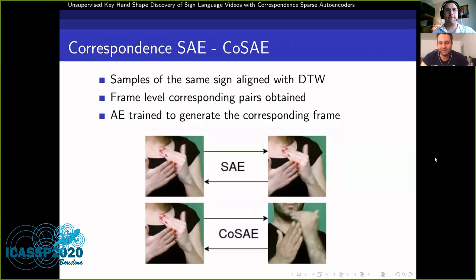The correspondence in the title of our study comes from the fact that we also decode frames that are assumed to correspond to the same key hand shape. This is obtained by aligning videos of the same sign using dynamic time warping. Therefore, in SAE, meaning autoencoder training, the input and the output are the same frames, while in co-SAE, meaning corresponding sparse autoencoders, the input tries to produce a corresponding frame.